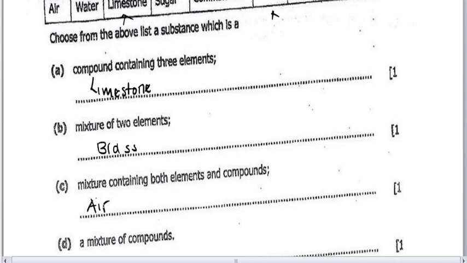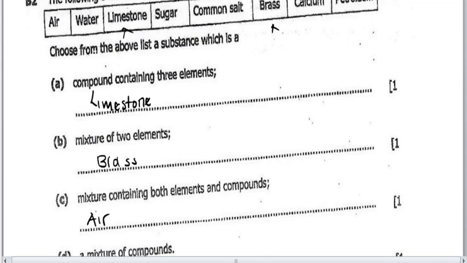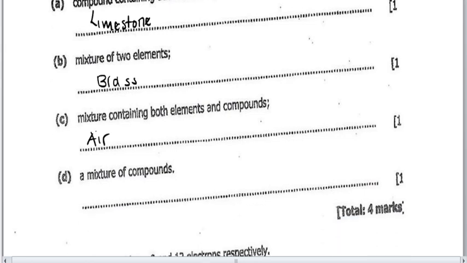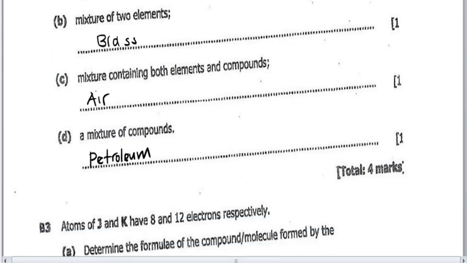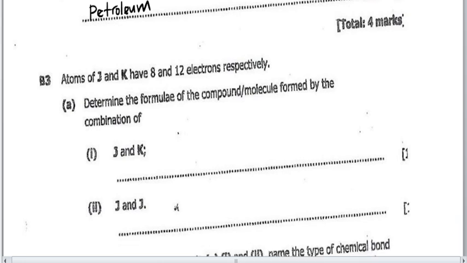Air is a mixture of gases. And then one which is a mixture of compounds only. One which is a mixture of compounds on that list is petroleum. From there now we have question B3.